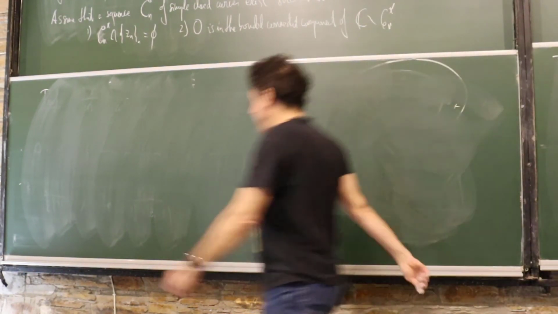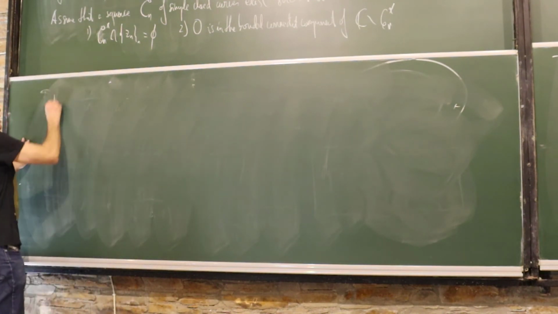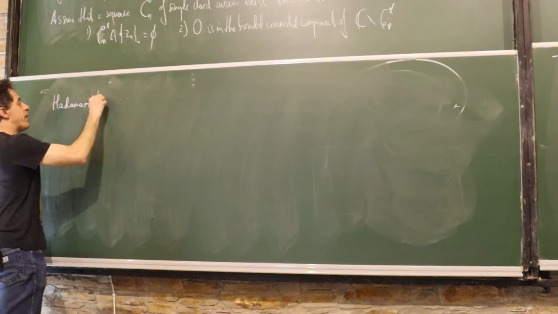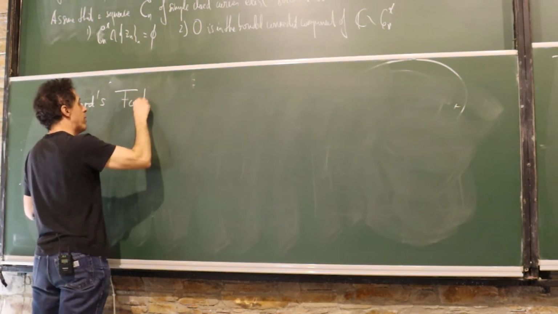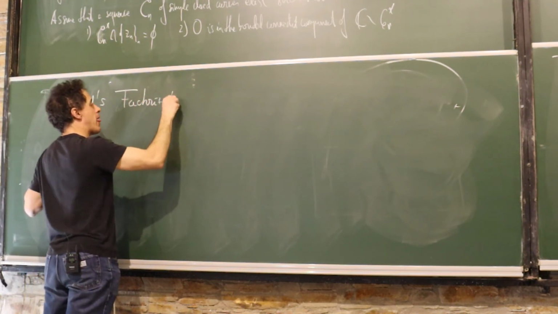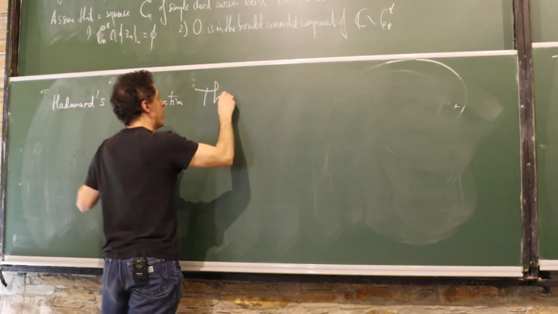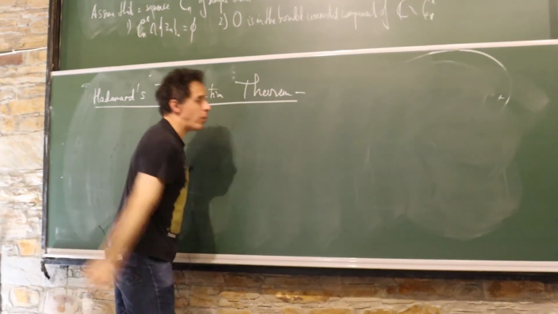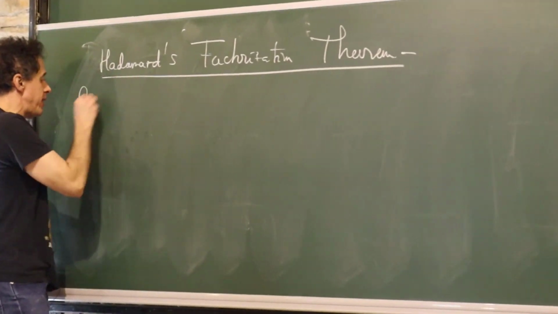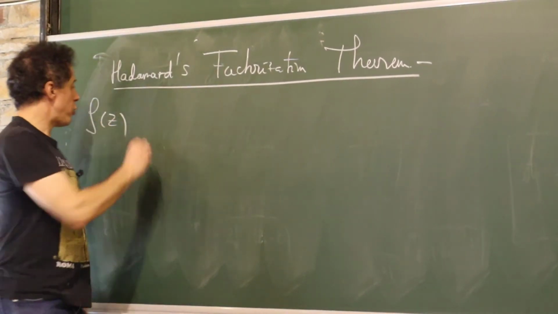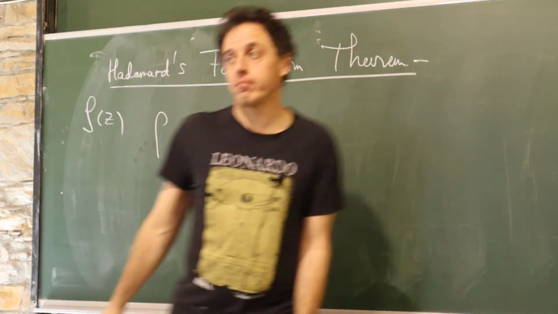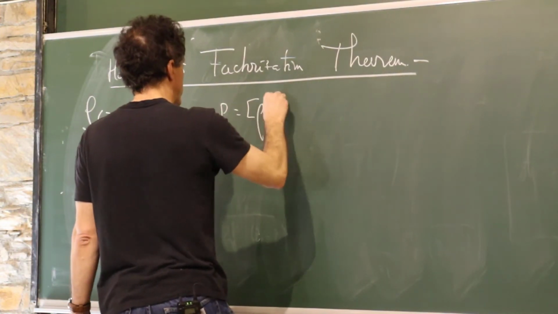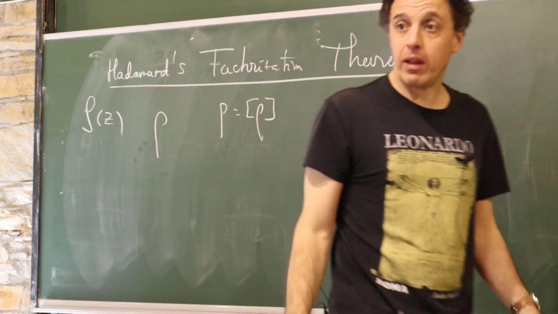And given that, there is the Hadamard factorization theorem, which says the following. Assume you have an entire function f(z) of order rho, and take p, the integer part of rho.